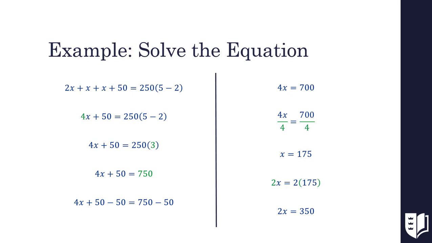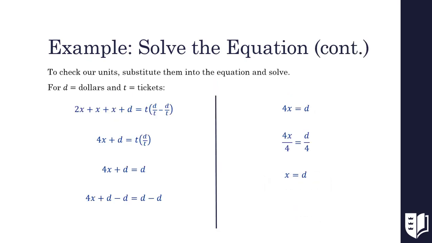Now that we know what x equals, we can find 2x by plugging in 175 in for x. This gives us 350. We can assume that our units will be dollars because we were asked to find the price of each prize. But let's check to be sure. If we used D for dollars and T for tickets, we see that we start with dollars on the left and 2 different units on the right. Operating on these units leaves us with just dollars by the time we get to where x is isolated.